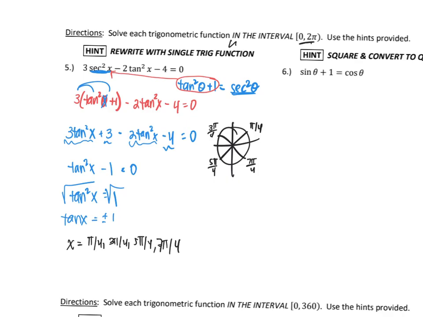These instructions say in the interval 0 to 2 pi. So we are not actually going to have infinitely many answers this time around. It's just limiting us from 0 to 2 pi. So there we go for that one.